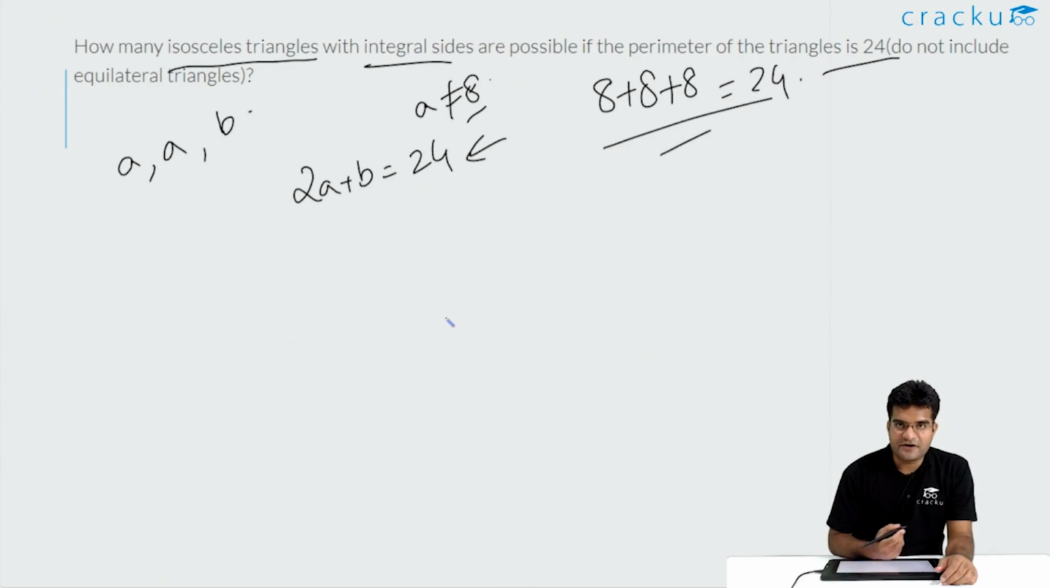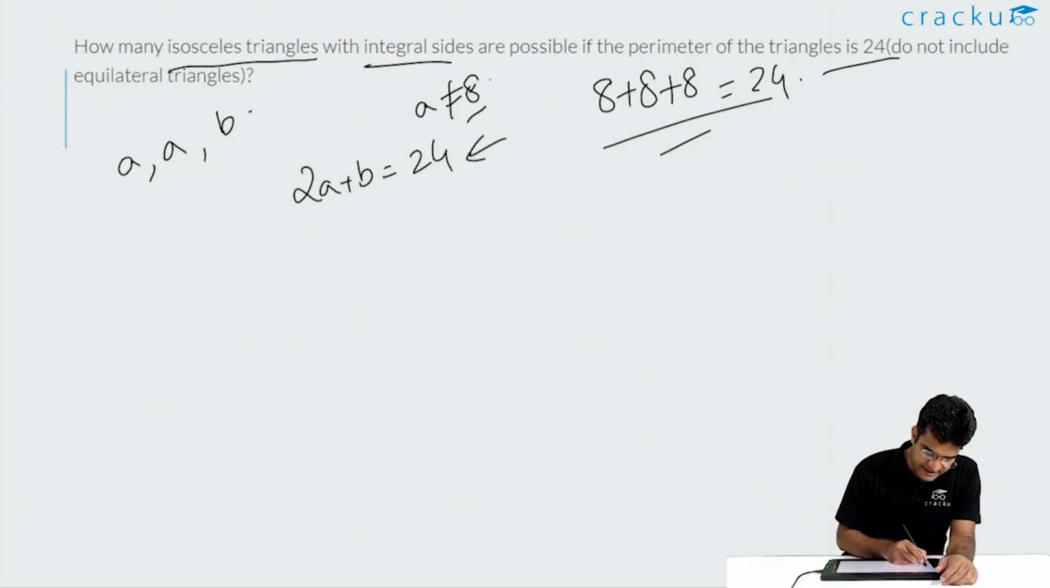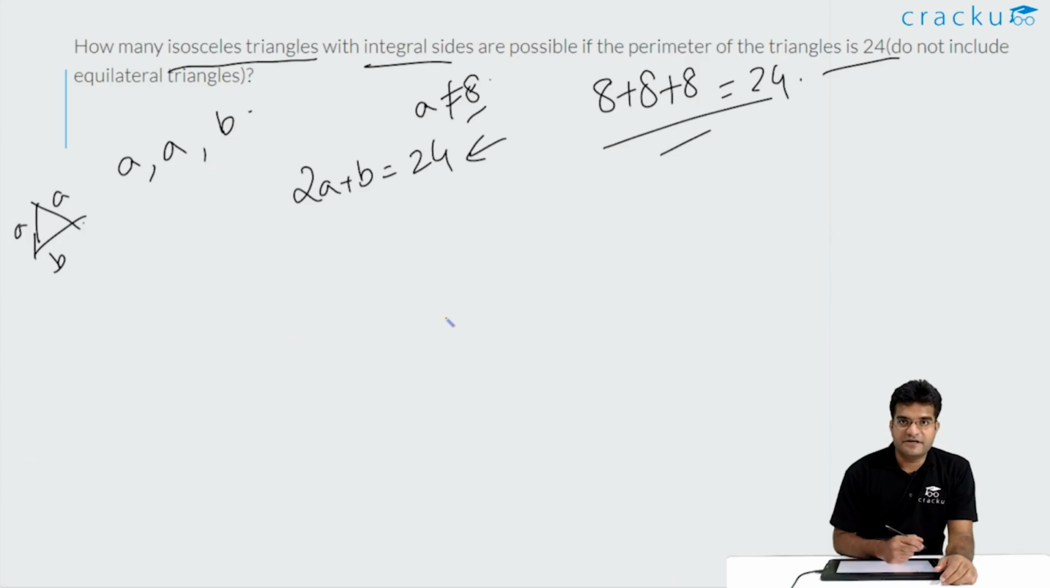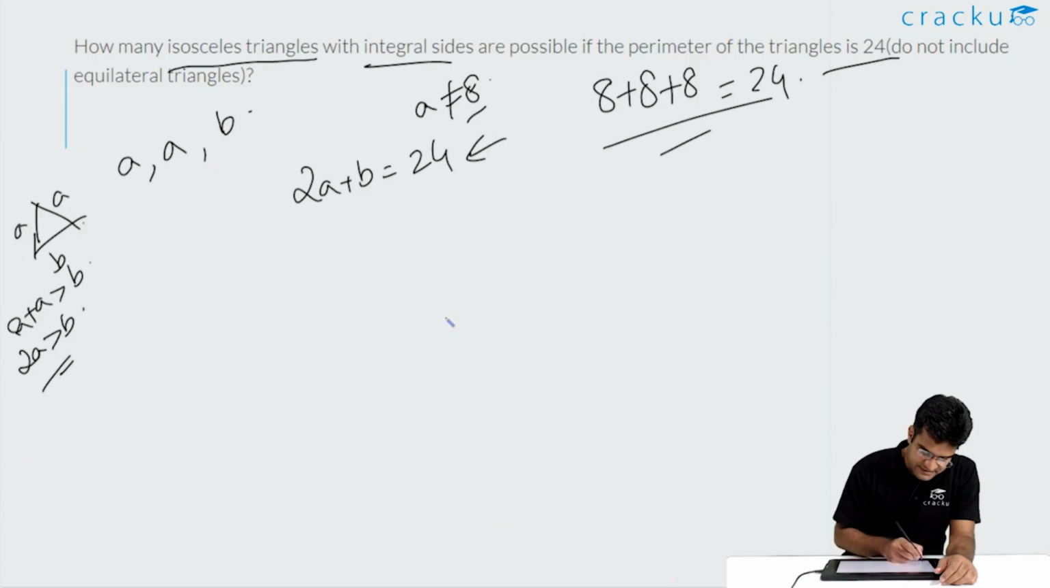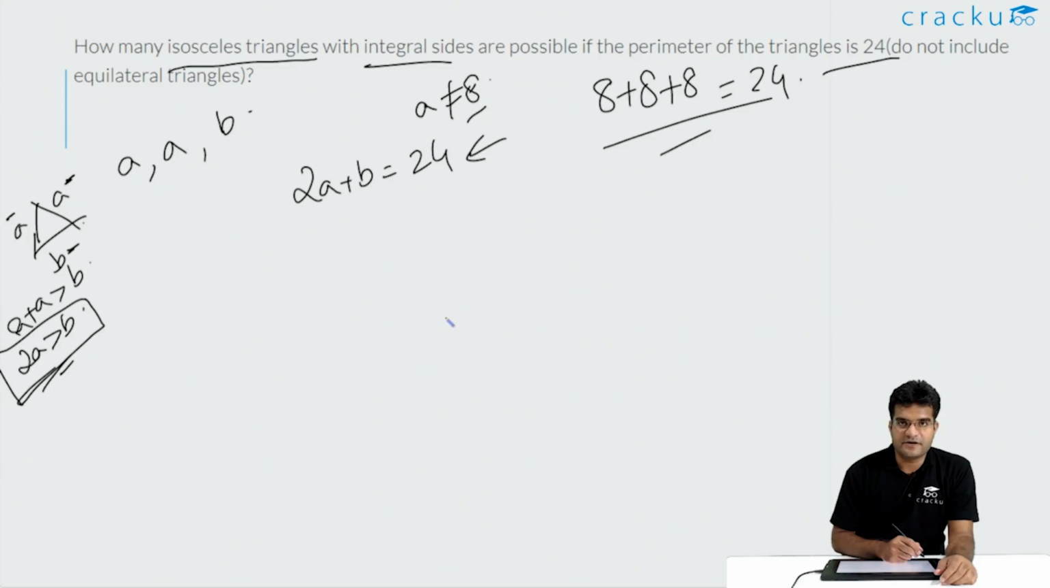There is another thing that we will have to take into consideration. In a triangle which has 2 sides equal to A and the third side B, by the triangular rule, the sum of 2 sides is greater than the third side. So A plus A is greater than B. This has to be true, that is 2A is greater than B. Similarly, the sum of this side and this side will always be greater than the third side, because A plus B is always greater than A. So the only inequality that we have to keep in mind is that 2A is greater than B. So let us try to solve this.